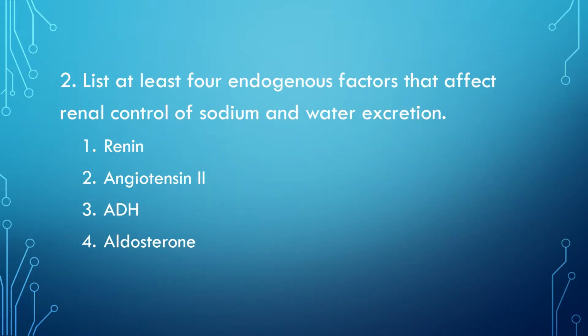The next objective is to list at least 4 endogenous factors that affect renal control of sodium and water excretion. The answer is number 1, renin, number 2, angiotensin 2, number 3, ADH, and number 4, aldosterone. Explanation is given in the following slide.